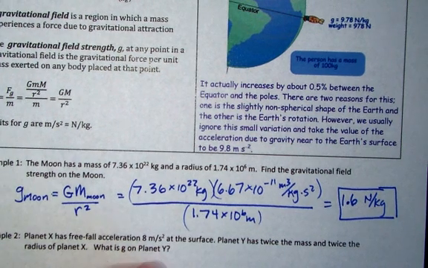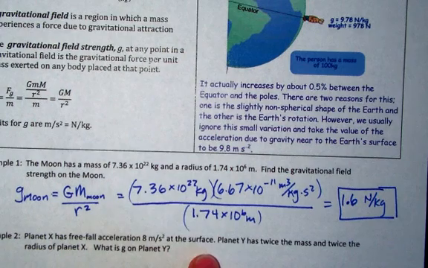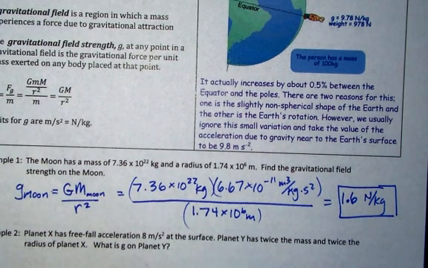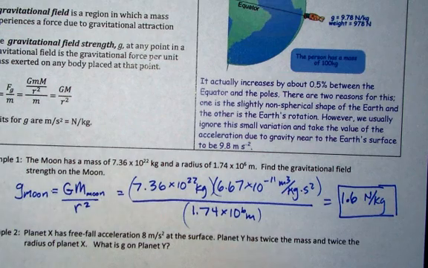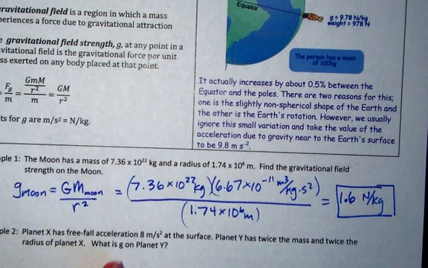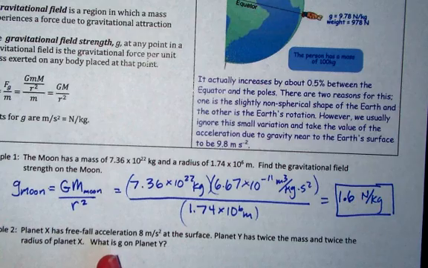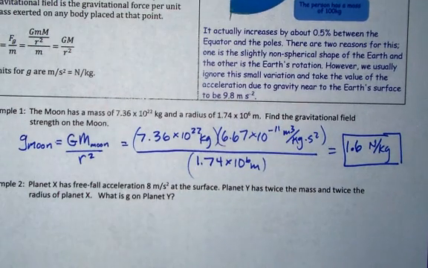All right, so for example 2, we have planet X. It has free fall acceleration at the surface, okay? Planet Y has twice the mass and twice the radius of planet X. So we have planet Y, but we're comparing it to the mass and the radius of planet X, and we're trying to find out what this new free fall acceleration is at the surface.